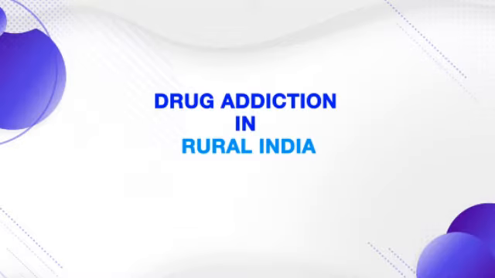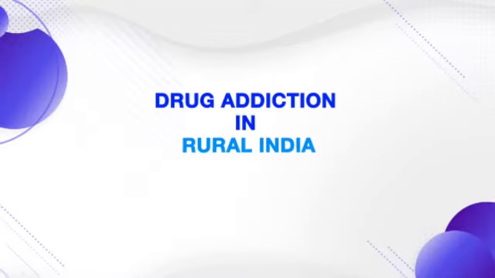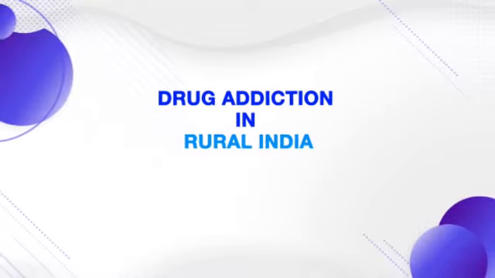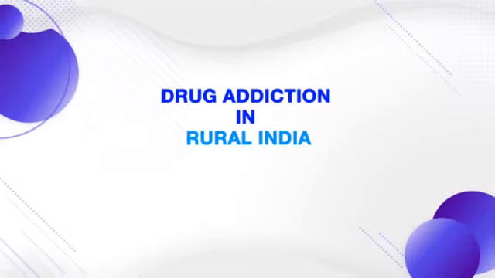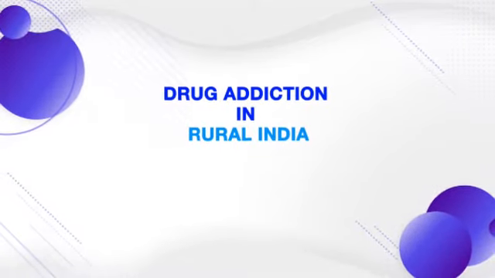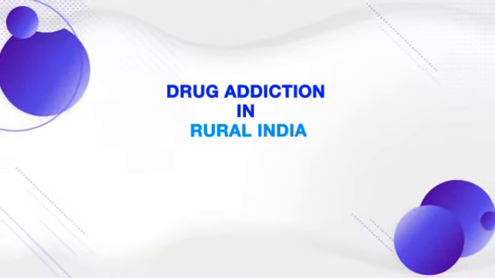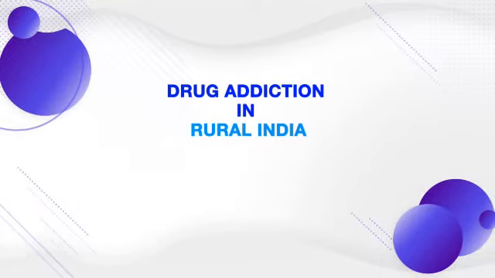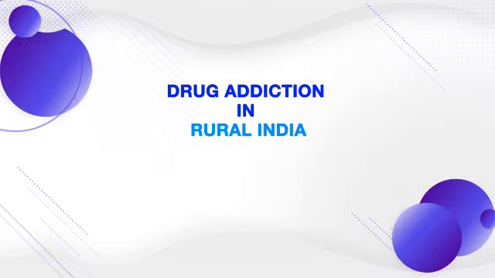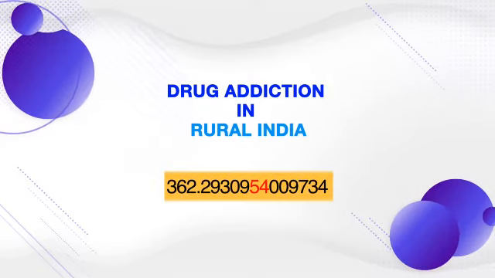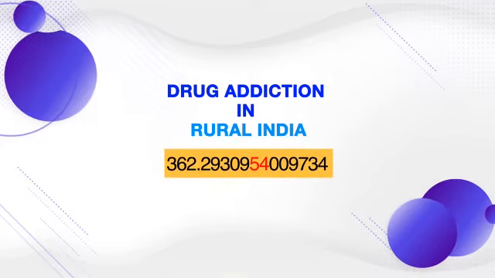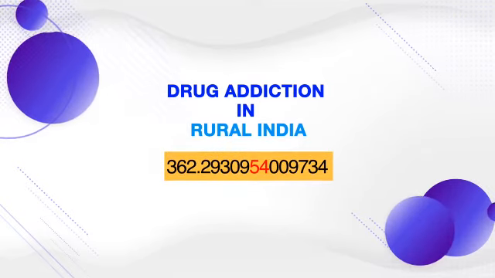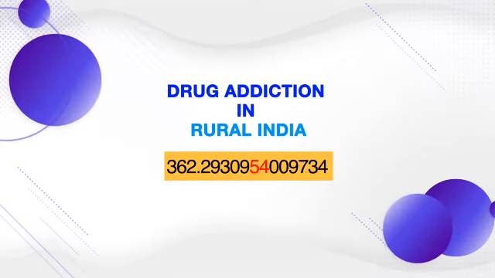So you find rural and India at different places. But before adding that, we have to find out the number for drug addiction. Drug addiction, you find, has been given in DDC under social problems. It's a social problem. Therefore, the number for social problems and drug addiction is 362.293. That is drug addiction.